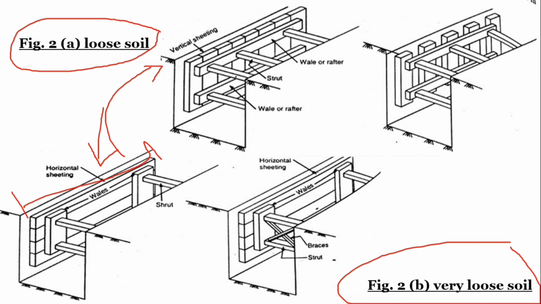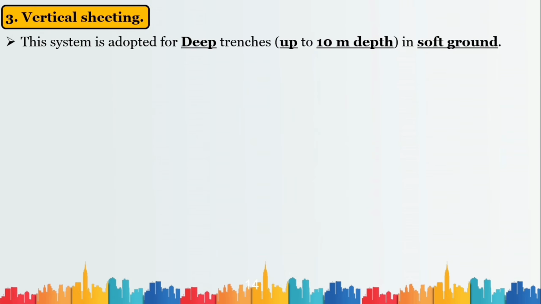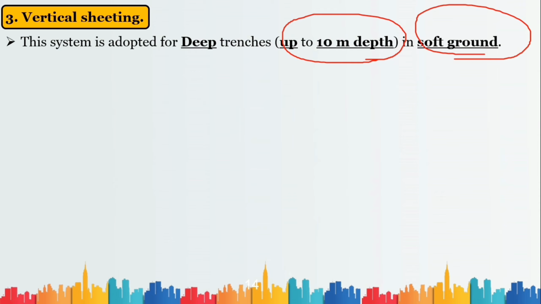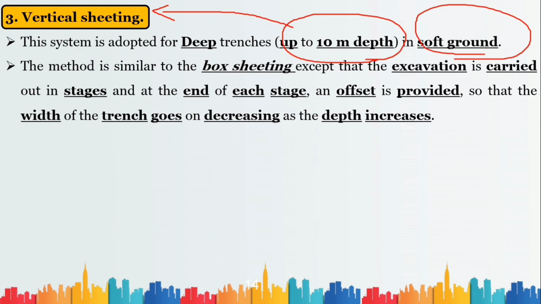Now sir, what about more than 4 meter? You told us that the first method is utilized for 2 meter, the second method for 4 meter. Then what about more than 4 meter? So for that we have the vertical sheet method. When we need to go up to 10 meter and the soil condition is soft, if both conditions are fulfilled, at that time I choose the vertical sheet method.